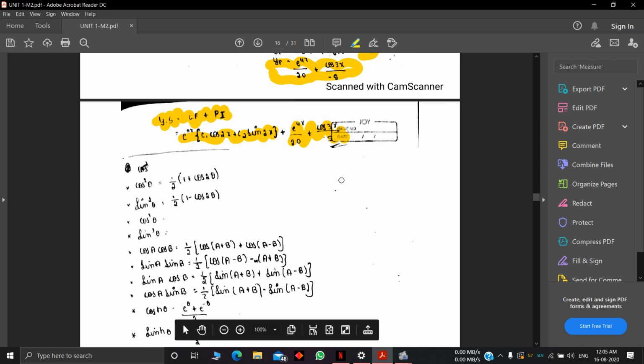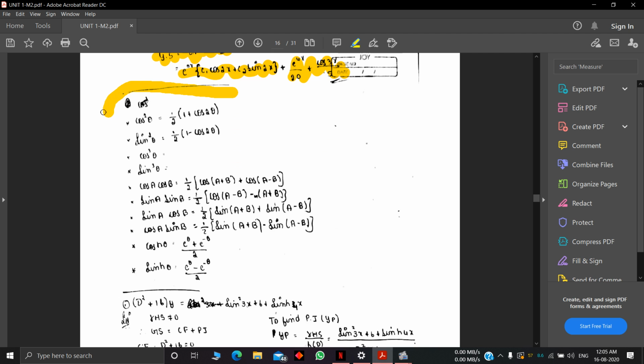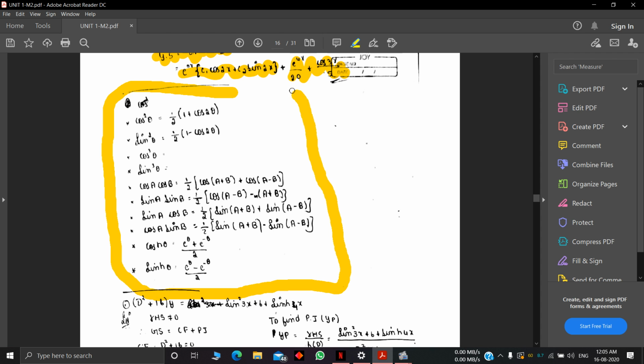So that's all for the first question, and below that you will get a set of trigonometric formulas to solve the further questions.